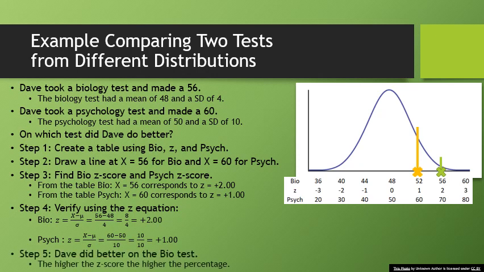They match. So which score did Dave do better on? He did better on the bio test. The higher the z-score, the higher the percentage. Remember that the normal curve corresponds to exactly 0 to 100% on any given distribution, with 0% being on the left and 100% being on the far right.